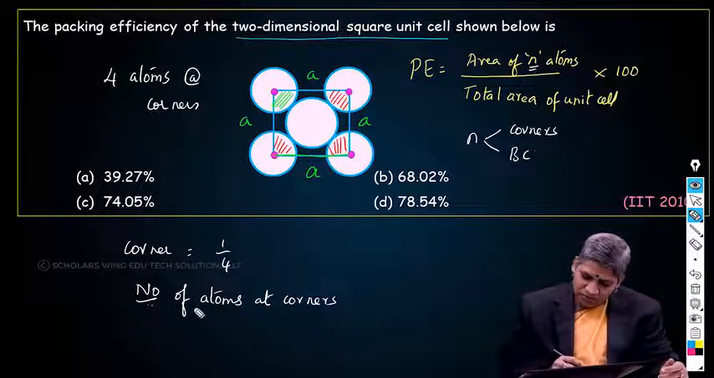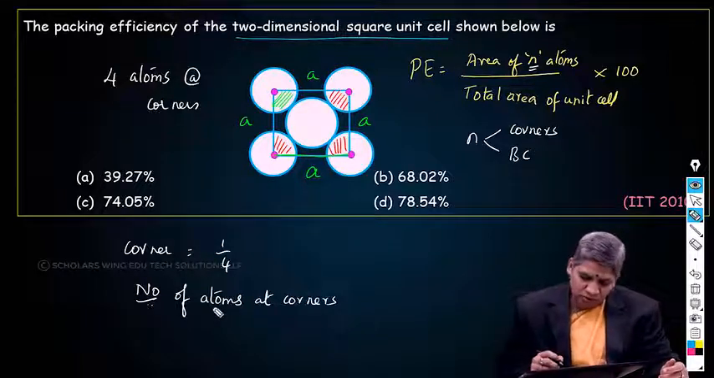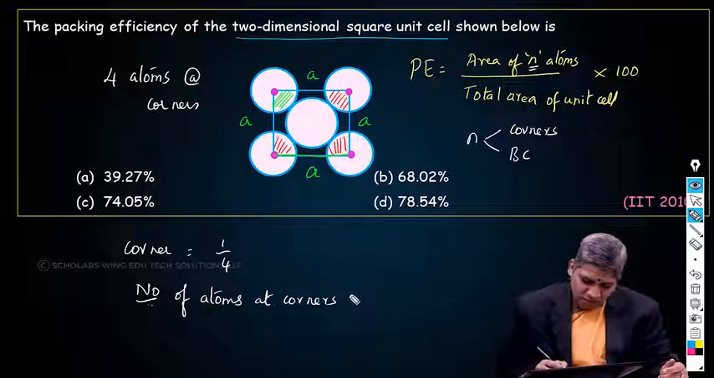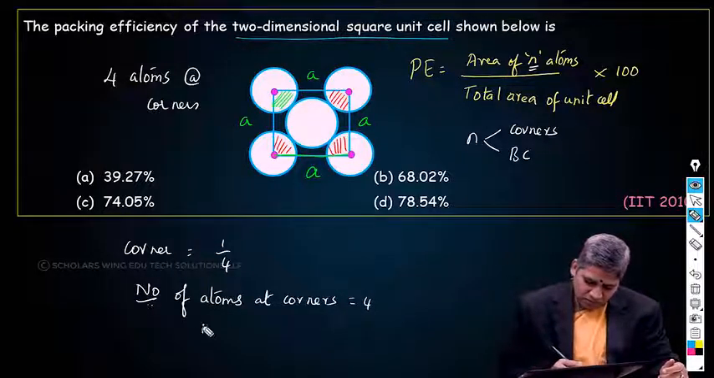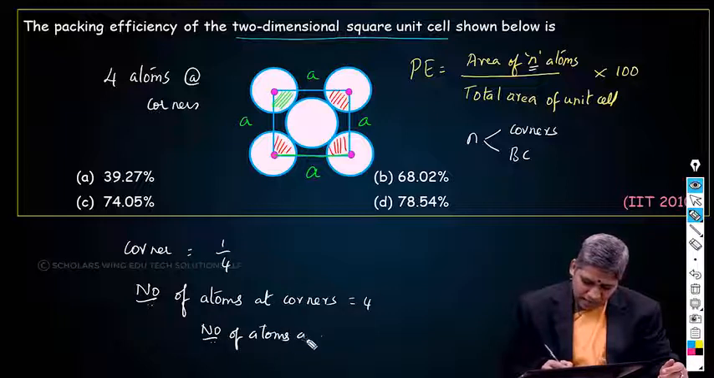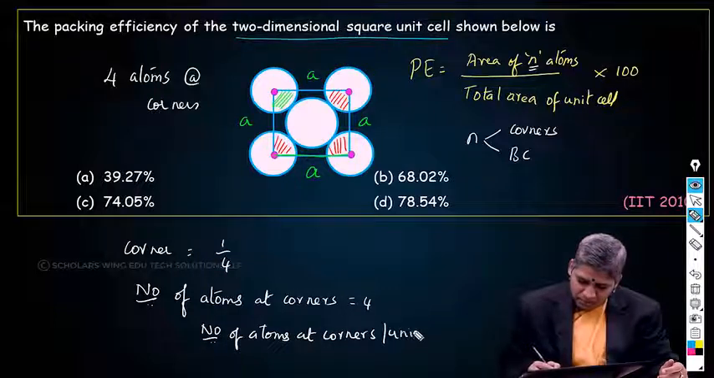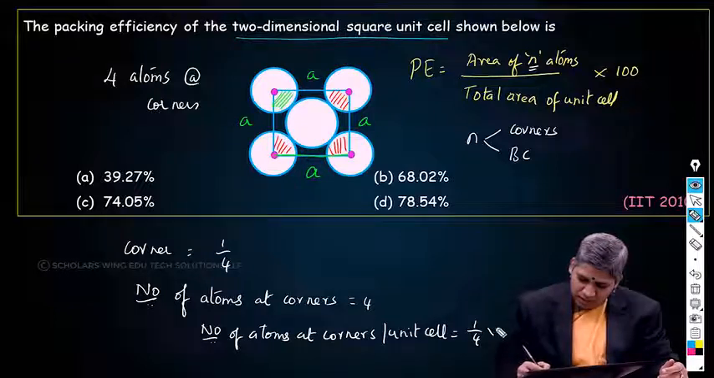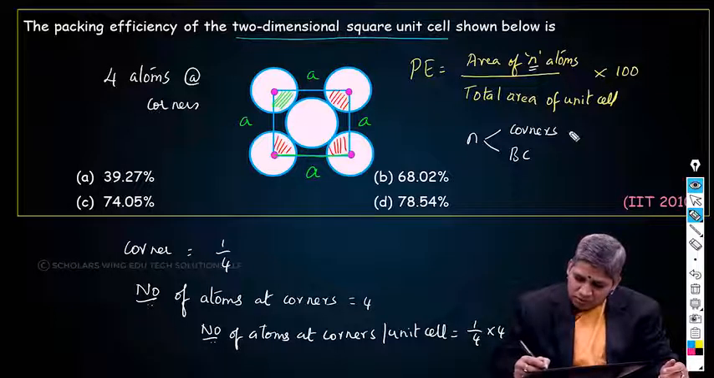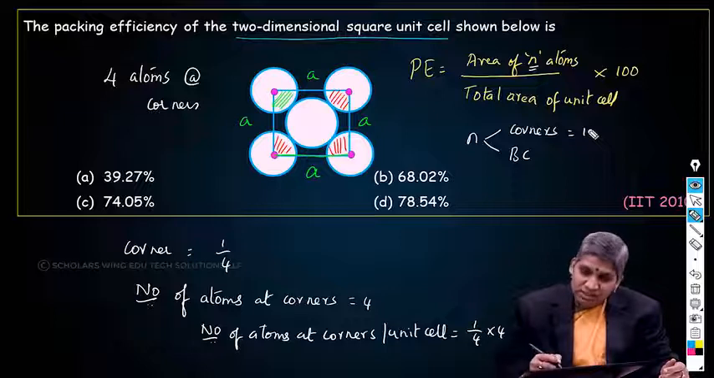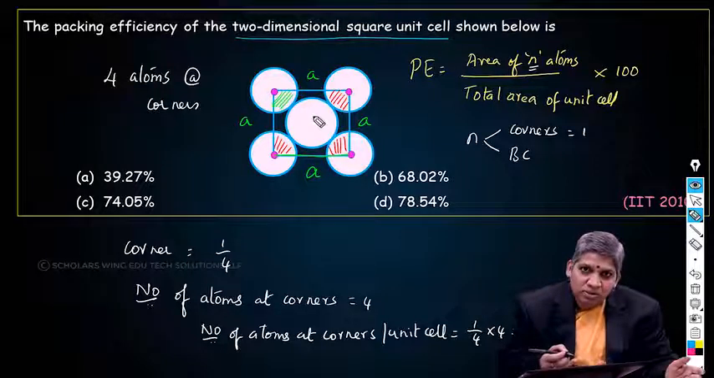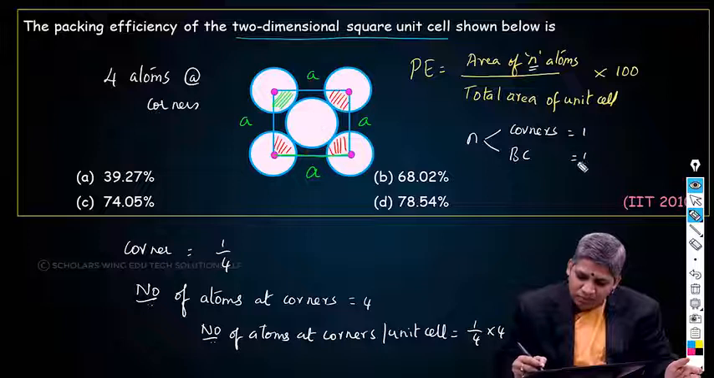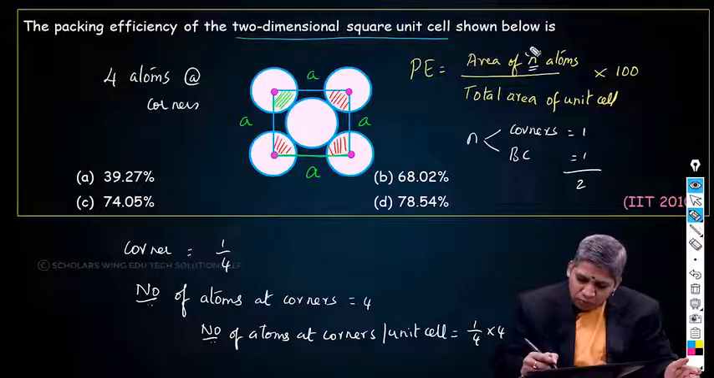So first of all, number of atoms due to corner positions. How many are there? Four, isn't it? So the number of atoms at corners per unit cell will be 1/4 into 4, that is 1. So due to corners, we got 1. Now due to body center, we know the entire thing belongs, therefore it's only 1. So 1 plus 1 is 2. So we got 2 here.